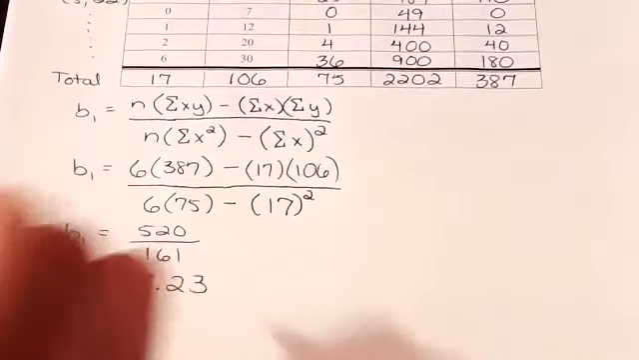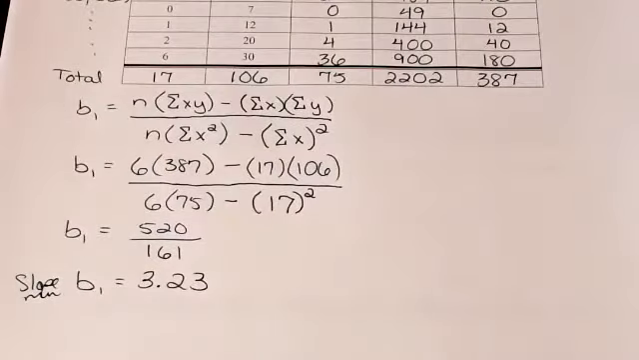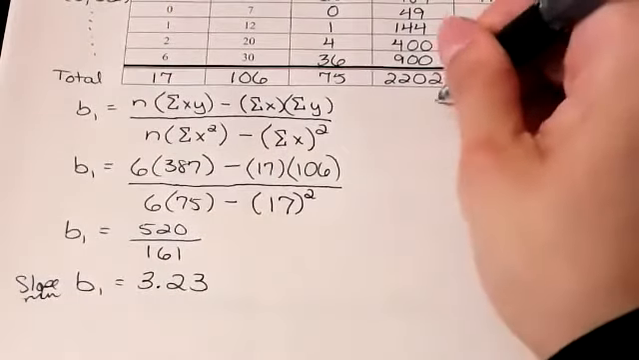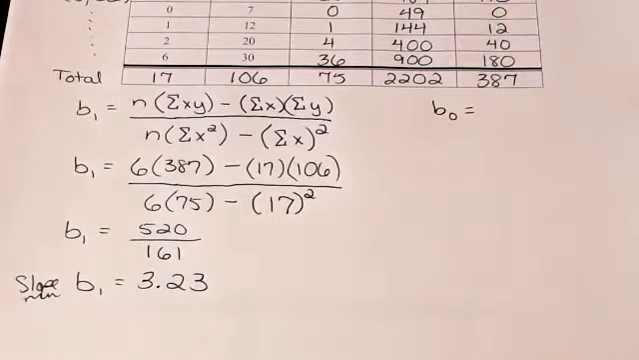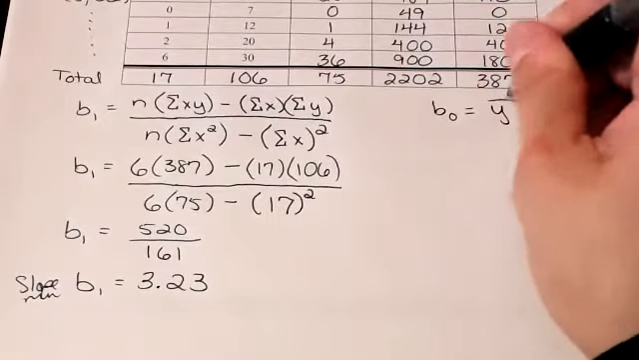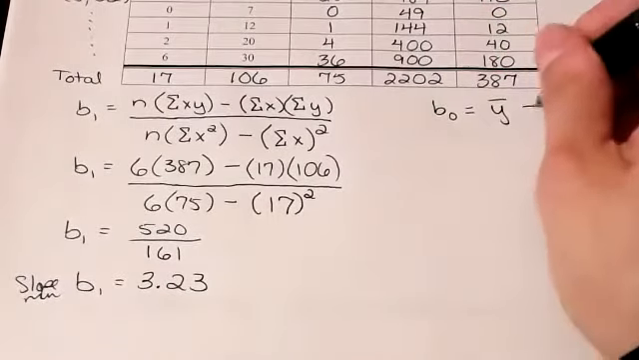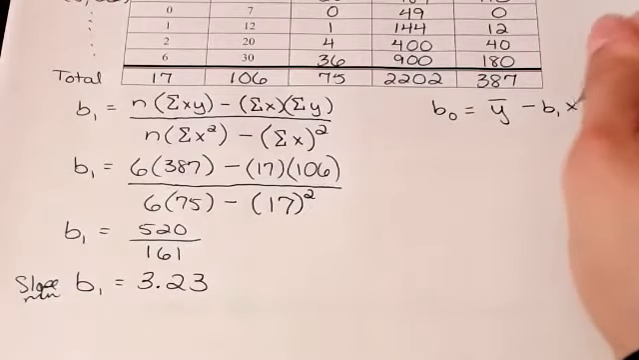Here's your slope. We found the slope, which is 3.23. B sub 1 is that slope. B sub 0 is your y-intercept. And actually, we're going to calculate that in just a second. Excellent. I love this dialogue. This is fantastic. So let's go ahead and write B sub 0 is equal to, we have a formula, y bar minus B sub 1 times x bar.